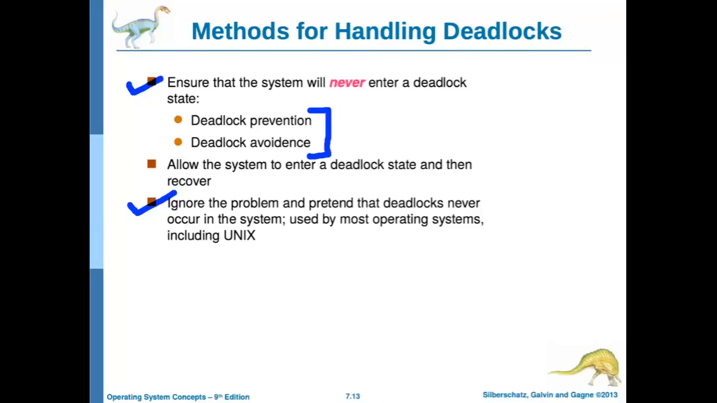Okay. And the second method is allow the system to enter a deadlock. That means don't follow the first method. Allow the system to enter into deadlock and then recover. So that is deadlock recovery algorithms.